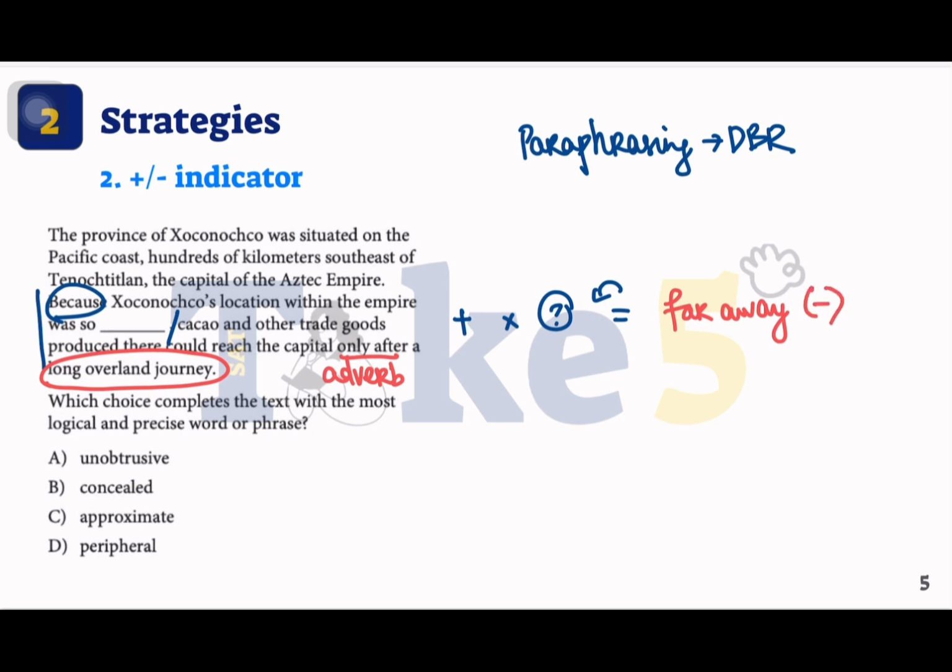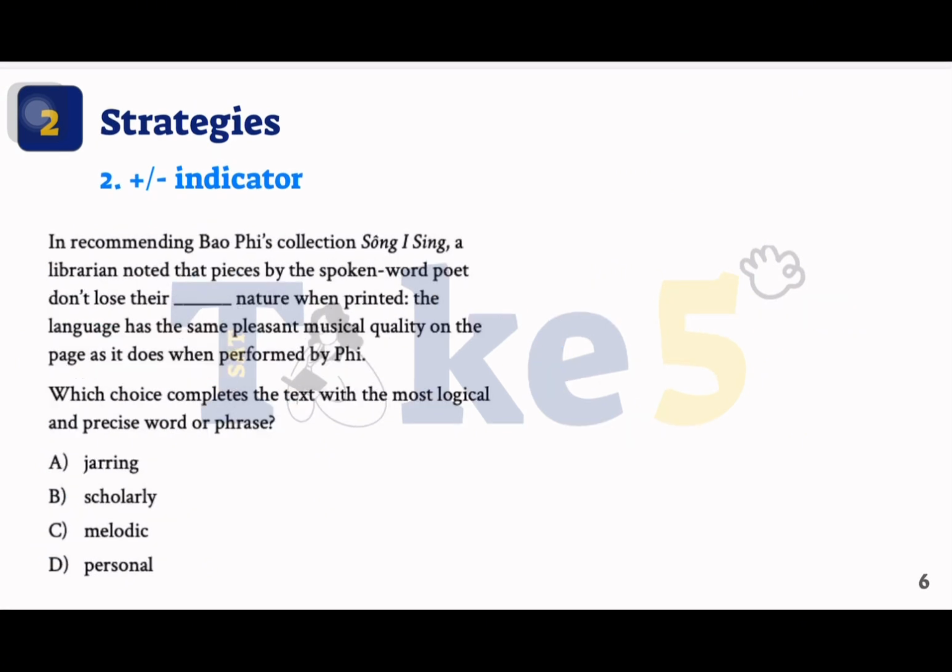Then our complete equation shows that plus multiply question mark equals negative. So the question mark has to also be negative, or a synonym with far away. Answer peripheral is the closest. It means marginal or at the edge of something. Pay attention to the double minus indicators like the one right here. We divide the two sides of the equation here at the colon, and we see don't lose as a negative expression, so it has to be the minus indicator.